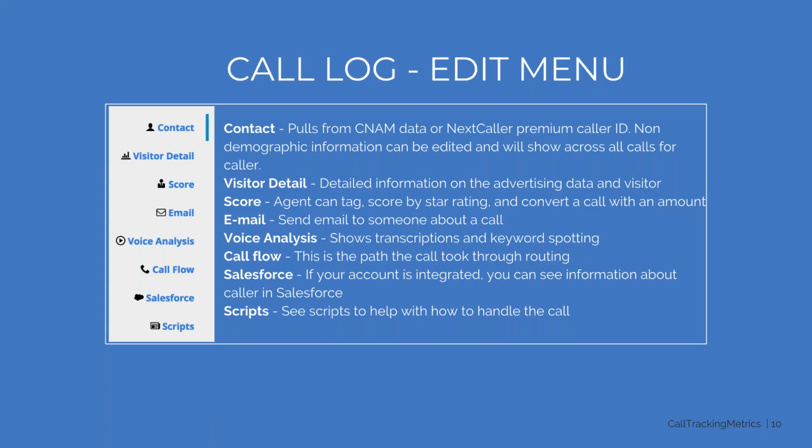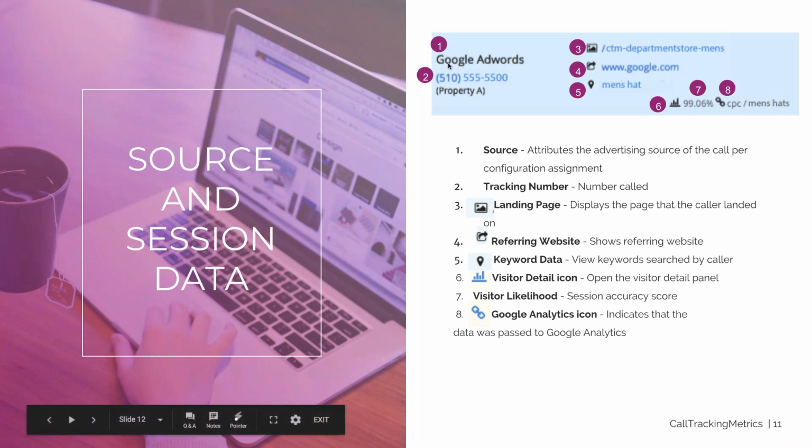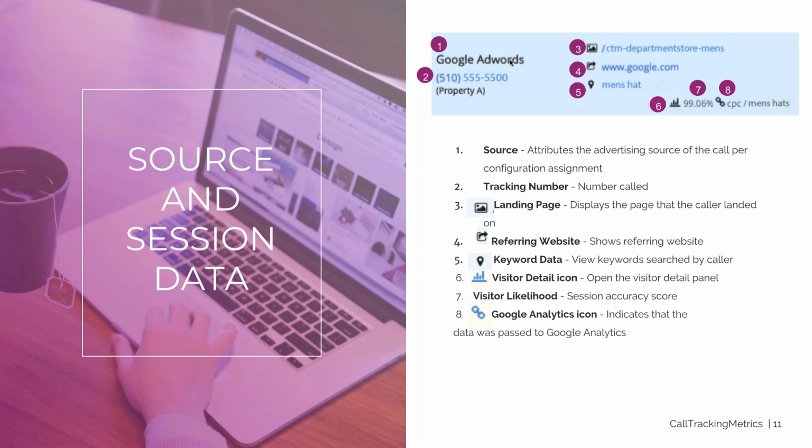Let's head back over to the slide deck. Okay. So here we have our next two columns. The first one right here is going to be telling us the tracking source we've associated to the caller, and then the actual tracking number that they dialed. Over here, this is going to show the landing page that the caller came in on, as well as the referring source. This is going to be reflecting the search term that the caller used.